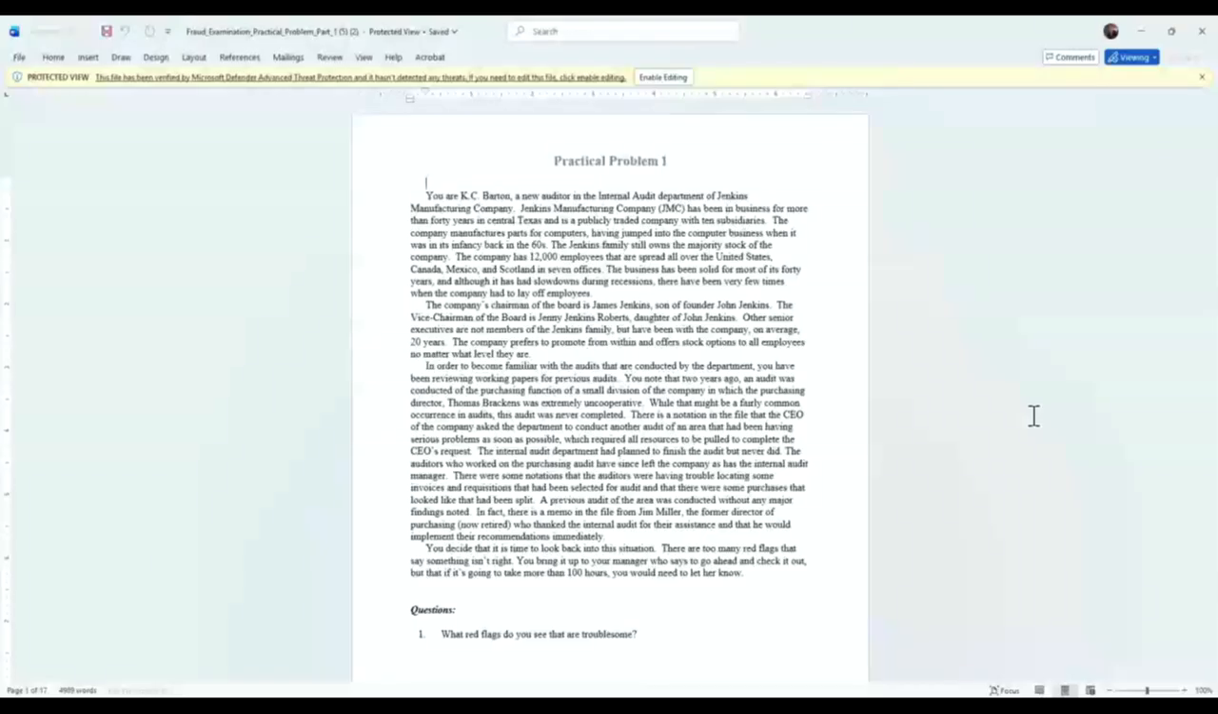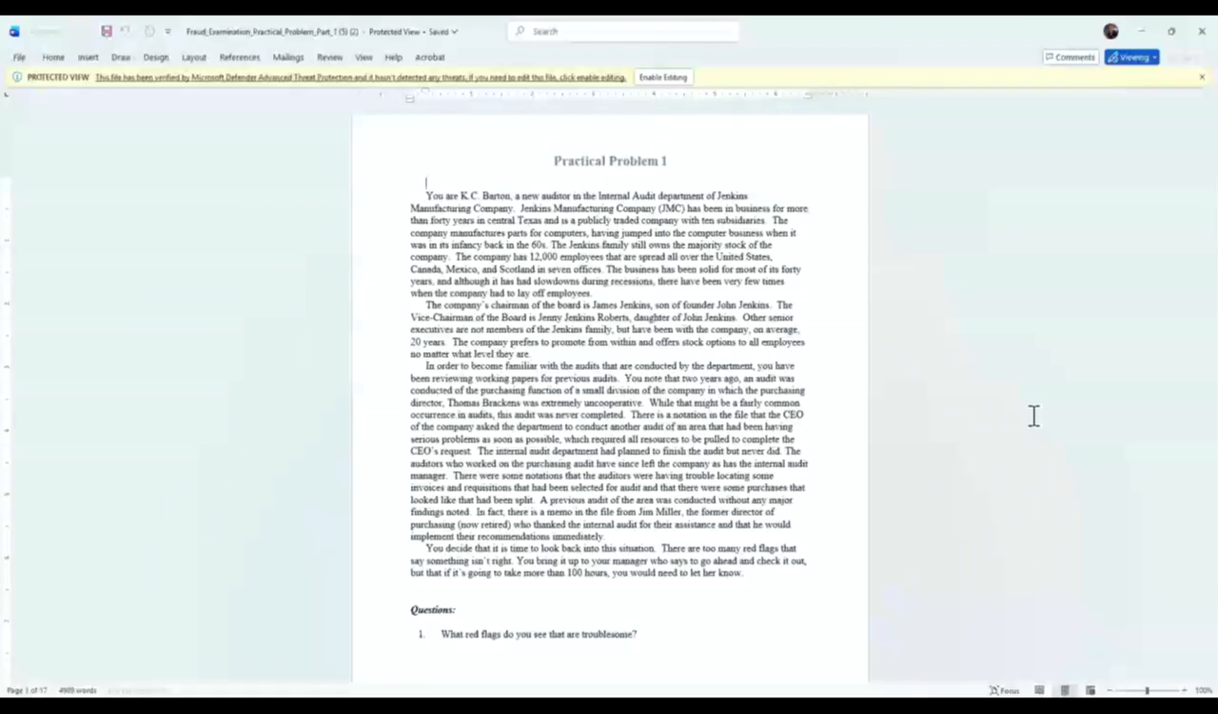The internal audit department had planned to finish the audit, but they never did. They never got around to going back. The auditors who worked on the purchasing audit have since left the company, as has the internal audit manager. Now, personally, if I worked for a company where everyone's gone within 2 years, it makes me wonder how good a company that is. But nonetheless, they're all gone, which for the purpose of the problem, is good.